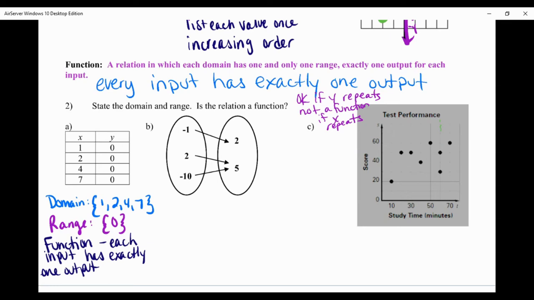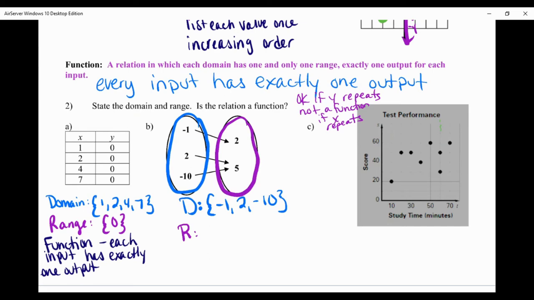The domain for B is the set of numbers in our input side. I'm going to use D for domain just to keep it short. So it's -1, 2, and -10. The range is the set of all y values, so we're looking at those outputs.